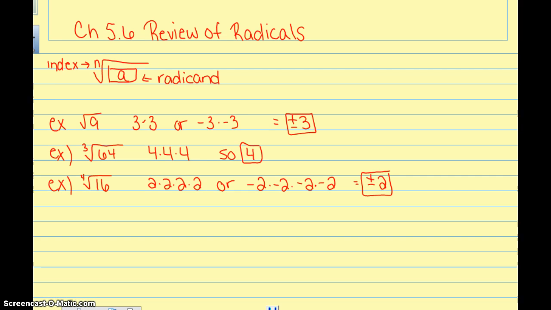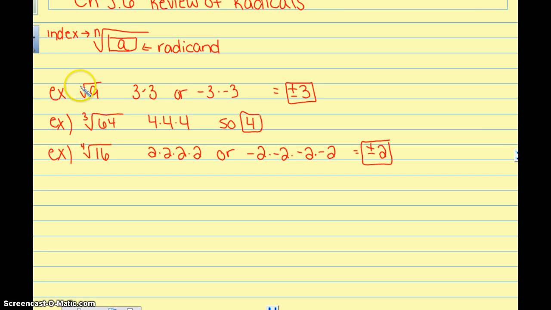So notice that when my indexes are even, for example, there's a 2 here and a 4 here, I'm getting two answers, the positive and the negative one. When it's odd, I'm just getting the 1. So that's what we're going to fill in first for the number of real roots.